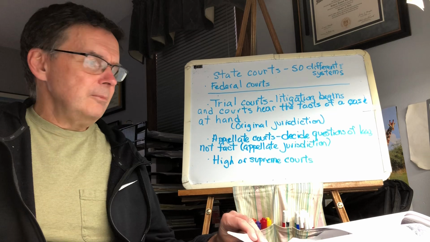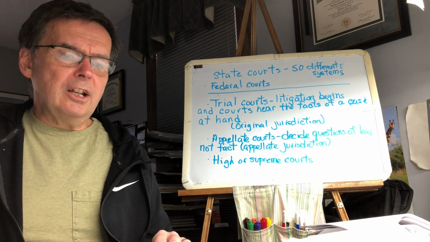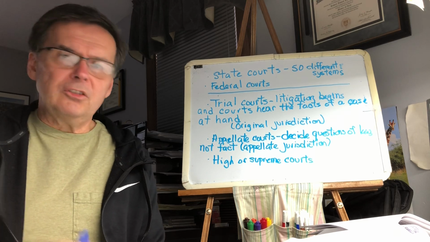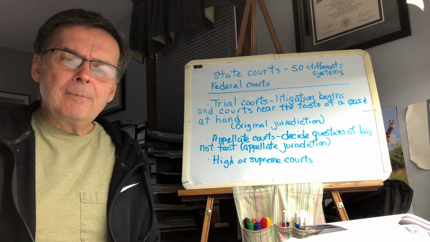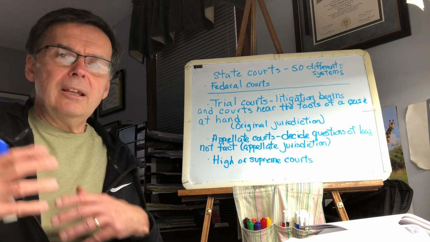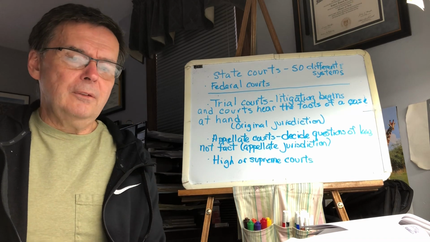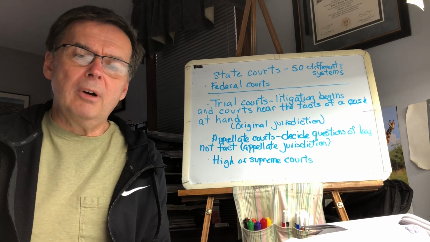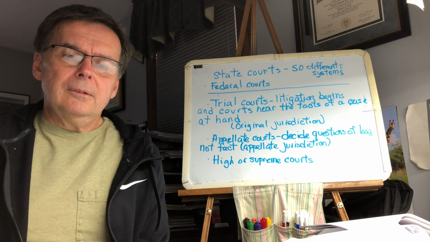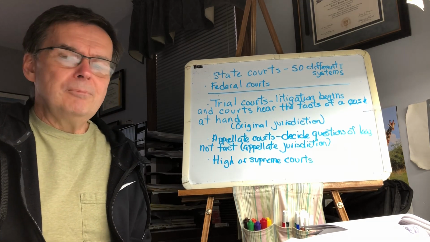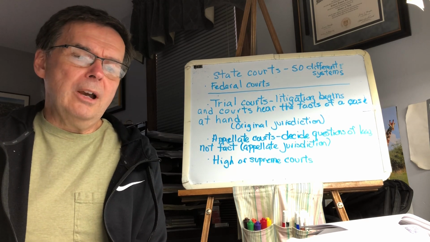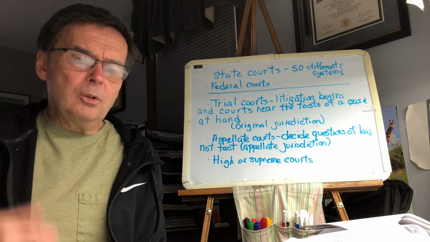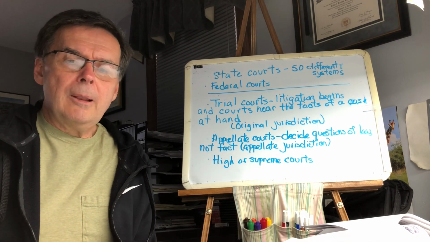The Court of Appeals, the United States Court of Appeals, formerly known as the Circuit Court of Appeals, is the intermediate appellate court in the federal system. There are 11 circuit courts referred to by number, plus the D.C. Court of Appeals, and then the U.S. Court of Appeals for the federal circuit. So you tally all that up and you have a total of 13 courts.